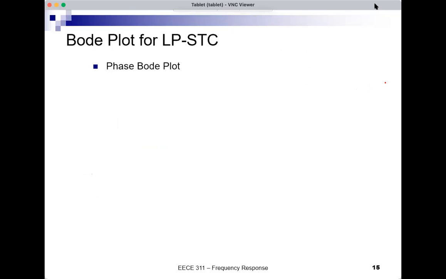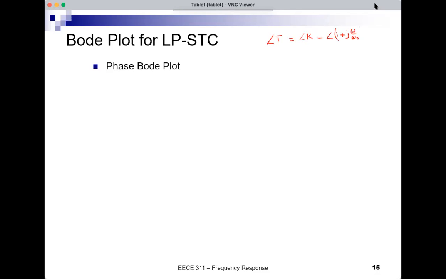So the phase Bode plot is a plot of the phase angle. The phase angle of T, because T is K over 1 plus j omega over omega 0, is the phase angle of K minus the phase angle of 1 plus j omega over omega 0.